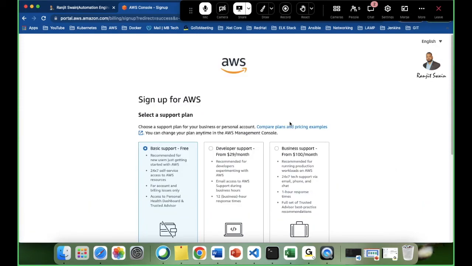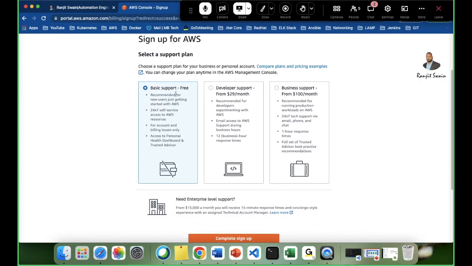Okay. So once you log in, it will ask you to choose a support plan. You can see basic support, which is a free account, and developer support. What does this support plan mean? In case you get any issues or anything happens, they will provide you support.